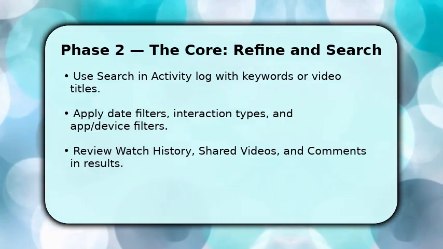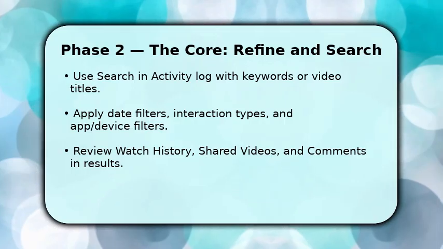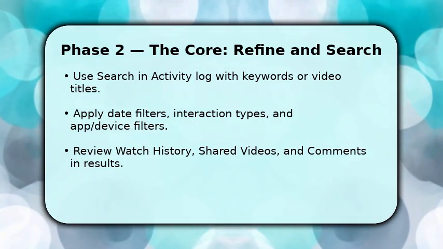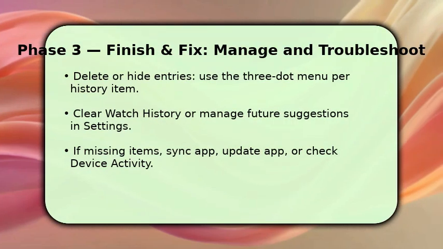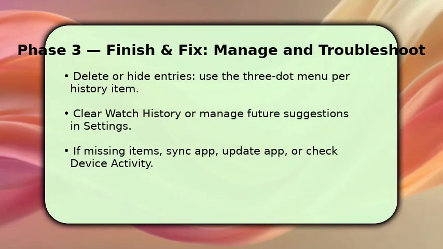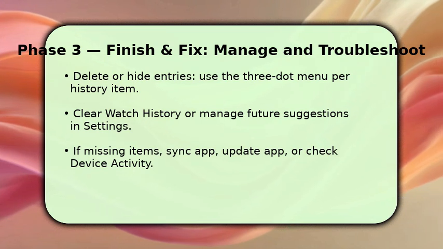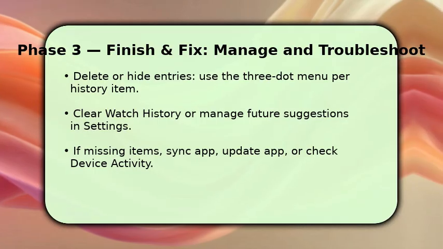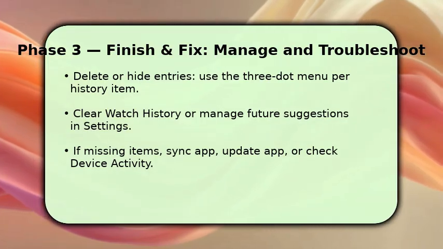As you review results, open each entry to confirm the exact video, because titles and timestamps explain why it appeared in your history. To finish, remove unwanted entries by tapping the three-dot menu on each item and choosing Delete or Hide. This updates recommendations. Then clear watch history or adjust recommendation settings to prevent repeats.